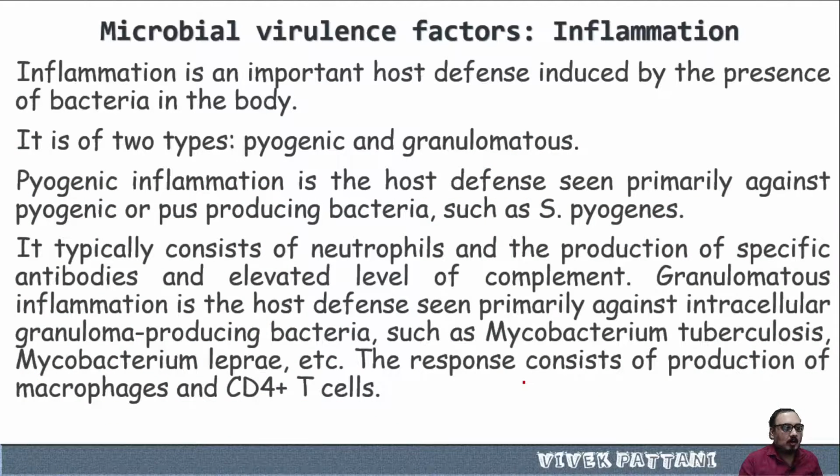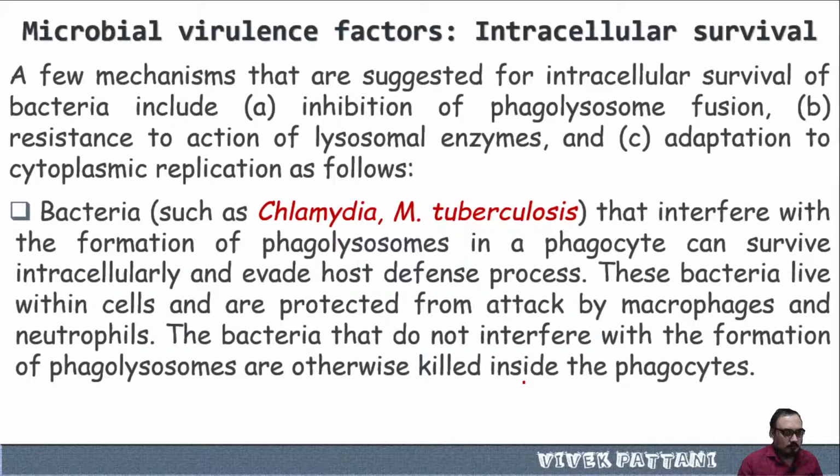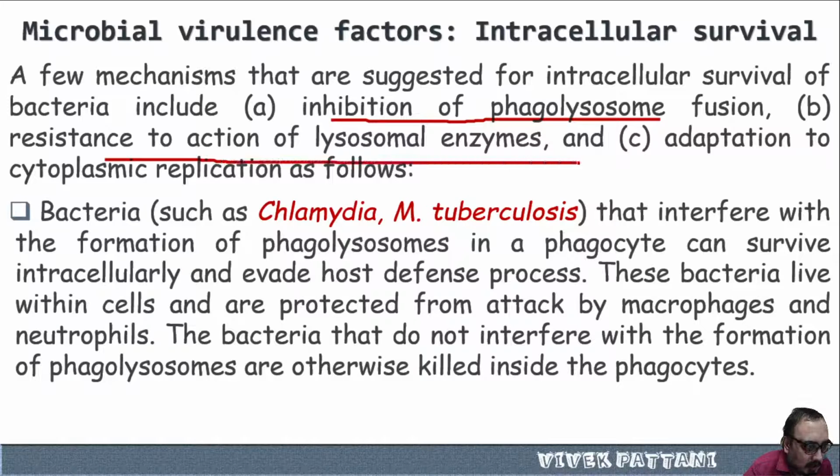Now the next one is the microbial virulence factors, which includes intracellular survival. A few mechanisms that are suggested for intracellular survival: the first one is the inhibition of phagolysosome fusion, the second one is resistance to lysosomal enzymes, and the third one is adaptation to cytoplasmic replication, or adaptation to cytoplasmic growth.